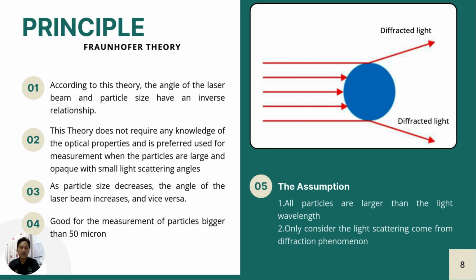There are two theories that describe the principle of light diffraction. First is Fraunhofer theory. According to this theory, the angle of the laser beam and particle size have an inverse relationship. This theory does not require any knowledge of the optical properties. As particle size decreases, the angle of the laser beam increases and vice versa. It is good for the measurement of particles bigger than 50 micron. The assumptions of this theory are, first, all particles are larger than the light wavelength, and the second one is that it only considers the light scattering that comes from the diffraction phenomenon.